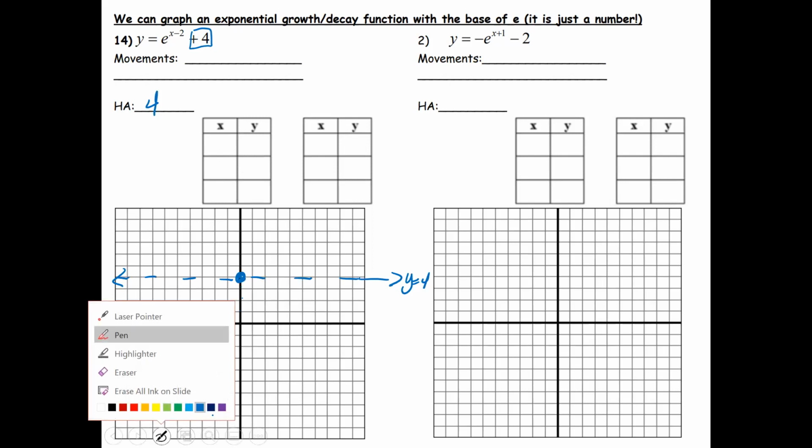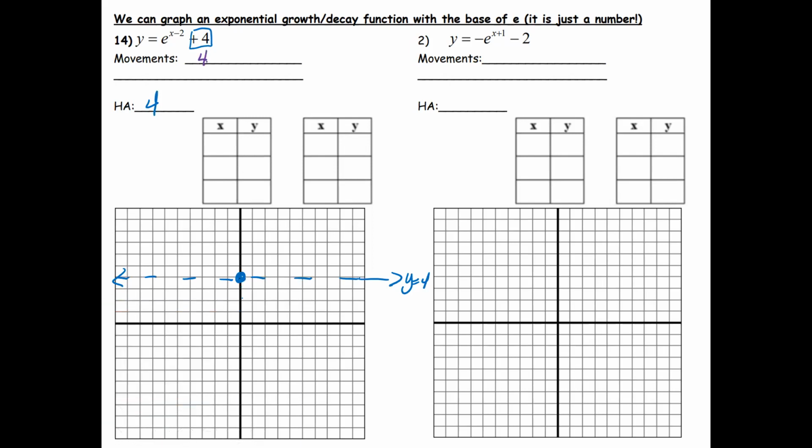So then with your movement, the 4 means 4 up. Now, which one's going to tell you whether you're going to go to the right or left? It's going to be that -2 with the exponent. So in this case, it's 2 to the right.